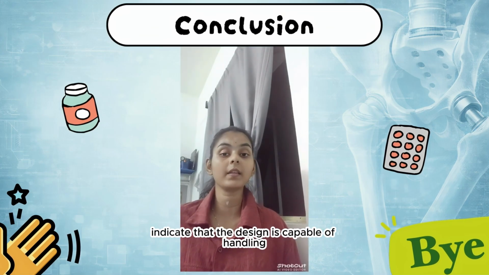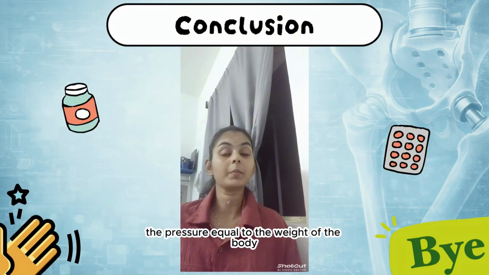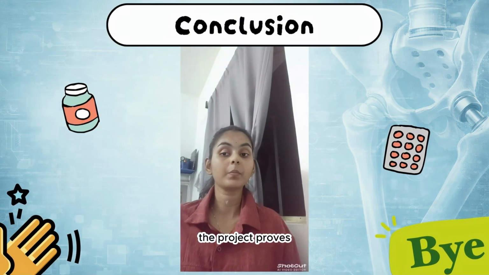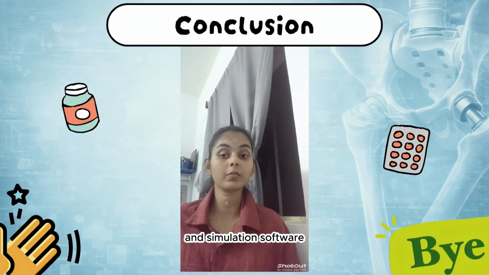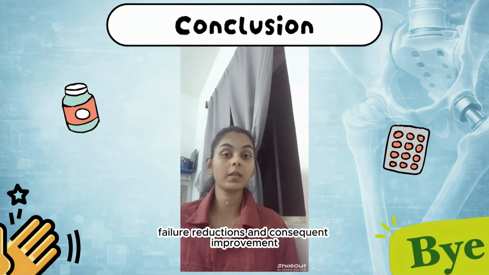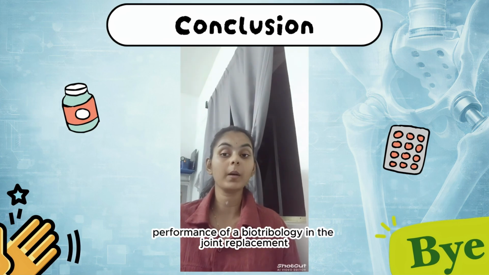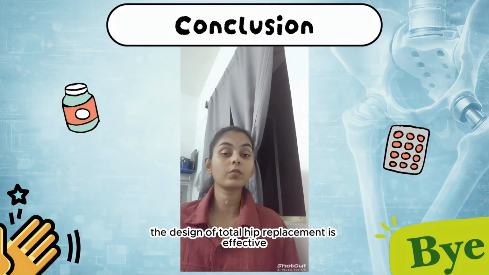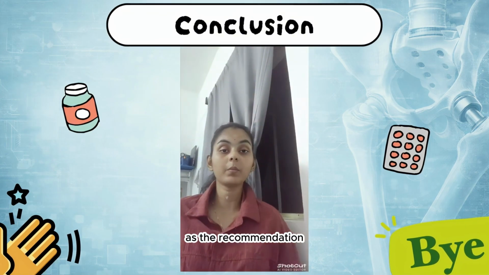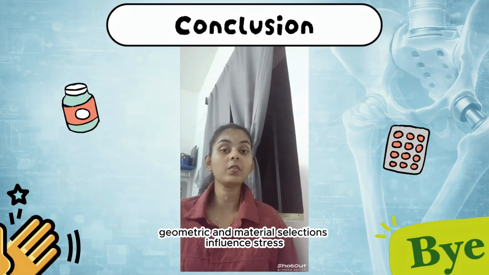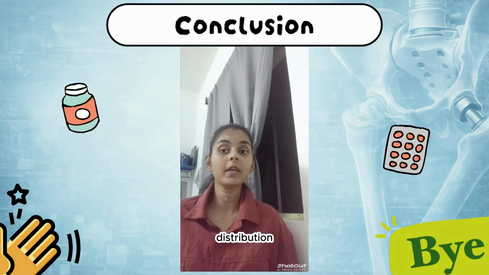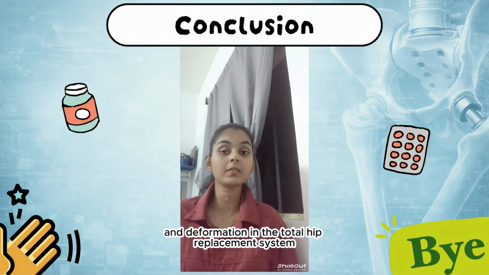The stress analysis indicates that the design is capable of handling the pressure equal to the weight of the body. The project proves the importance of using computer-aided design and simulation software to design the joint replacement, reduce failure, and consequently improve the biotribology performance of the joint replacement. At the end of the summary, the design of total hip replacement is effective. The recommendation: the primary focus is on analyzing how design, geometric and material selections influence stress distribution and deformation in the total hip replacement system.